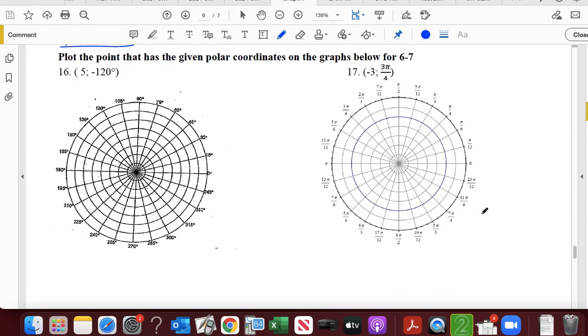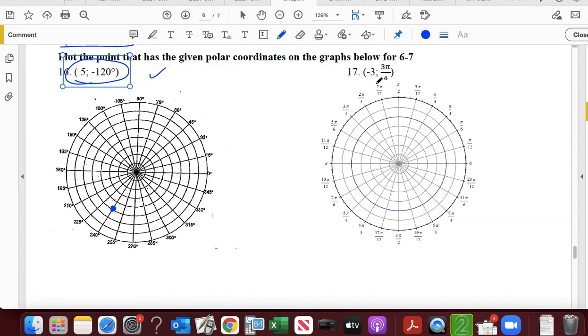Okay, next, we're plotting the point that has the given polar coordinates on the graphs below for these two. So, given polar coordinates, we want a radius of 5 and an angle of -120. Well, positive 120 is right here. So -120 does the exact opposite, but it just goes 120 degrees in the opposite direction. So we'd be on this 240 angle, this line labeled with 240, and we go 5 units in that direction, so we count out 1, 2, 3, 4, 5, and there's our point right there. So that's the point 5, -120.